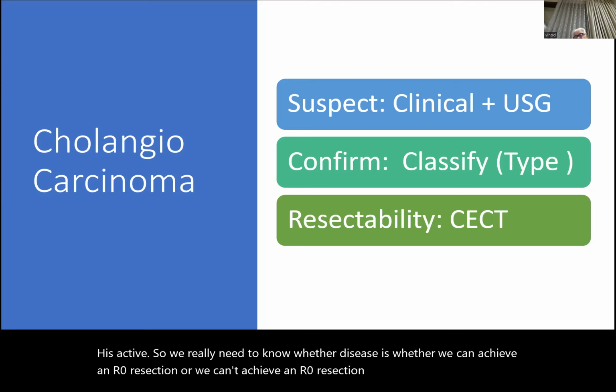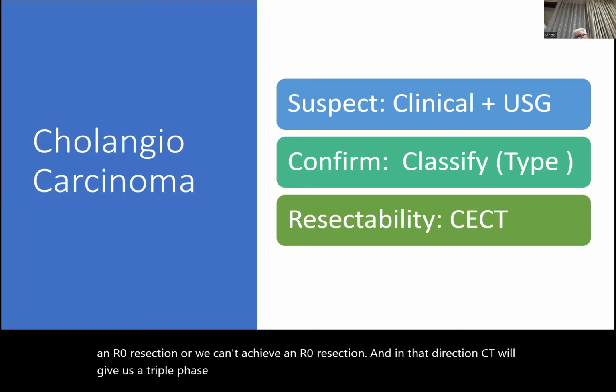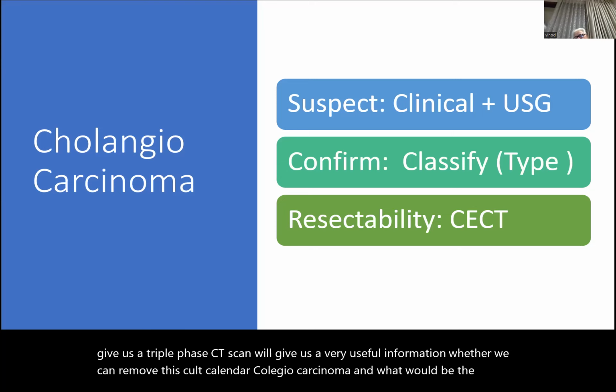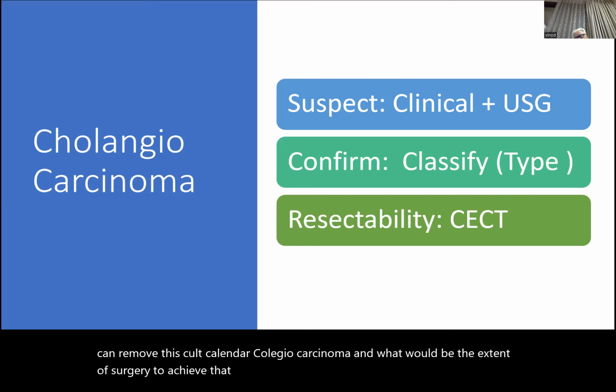And in that direction, CECT will give us a triple phase CT scan, will give us very useful information whether we can remove this cholangiocarcinoma, and what would be the extent of surgery to achieve that R0 resection.